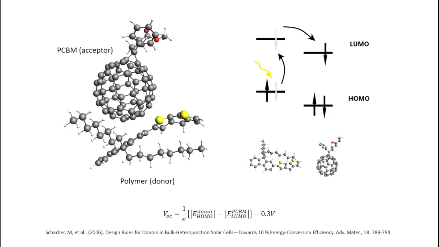In 2006, Marcus Scharber and his coworkers tested several organic solar cells, where the active layer was composed of a donor semiconductor polymer and a molecular acceptor known as PCBM. From these solar cells, they obtained their open circuit voltage, the highest occupied molecular orbital, or HOMO, of the polymers, and the lowest unoccupied molecular orbital, or LUMO, of the PCBM. By means of a linear fit, they found a very simple relation between the open circuit voltage and the difference between the HOMO energy of the polymer and the LUMO energy of the PCBM, with the reciprocal of the electronic charge e as the slope and minus 0.3 volts as an additive constant.